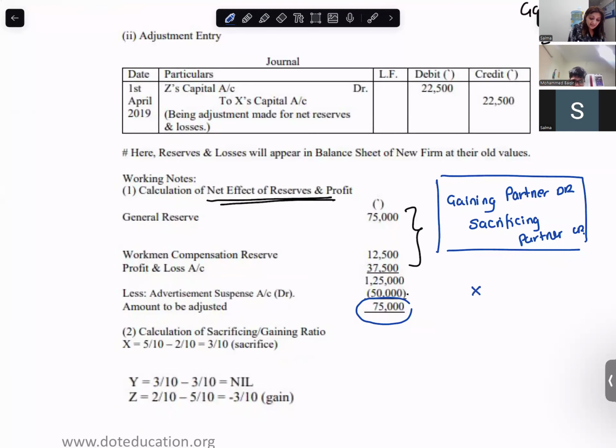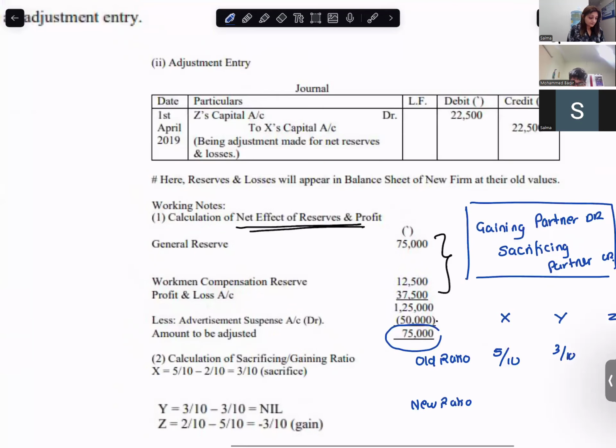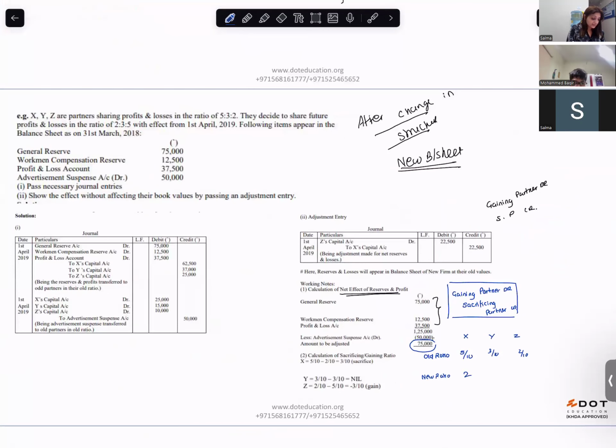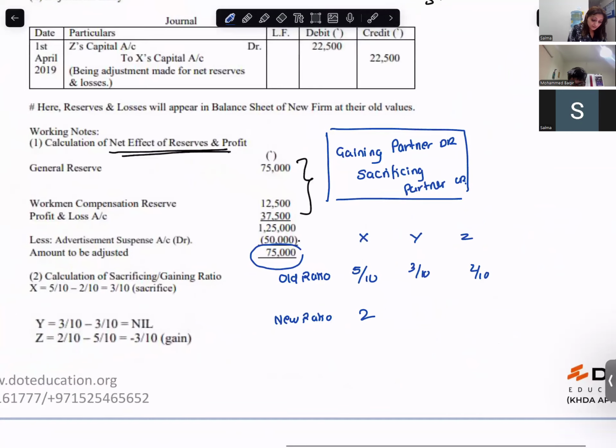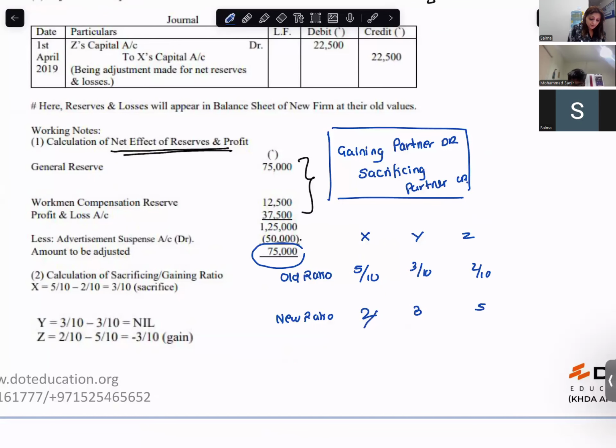I have the partners X, Y, and Z, right? Yes, ma'am. What is the old ratio? 5 is to 3 is to 2. So 5 by 10, 3 by 10, 2 by 10. What is the new ratio? 2 is to 3 is to 5. So it would be 2 by 10, 3 by 10, 5 by 10. Are you with me? Yes, ma'am.